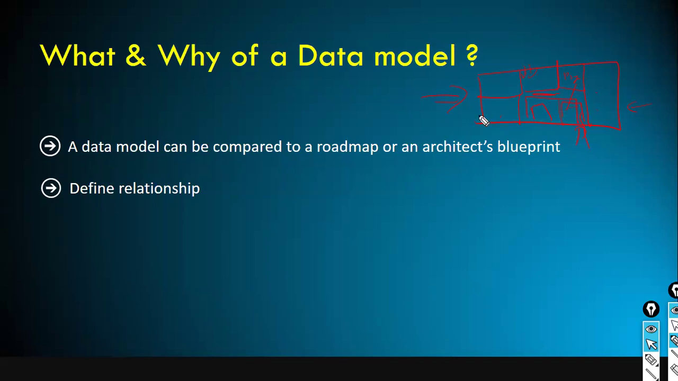So just assume that you don't have a blueprint. What will happen? You construct the house. It's an 18-floor apartment. What will happen? In the apartment, you live in one flat.